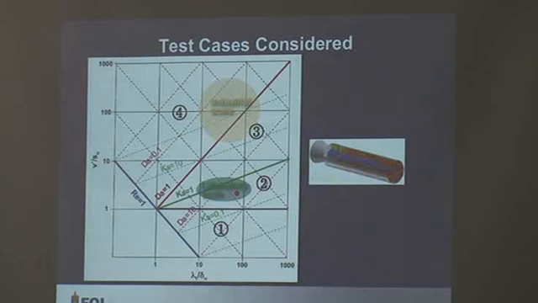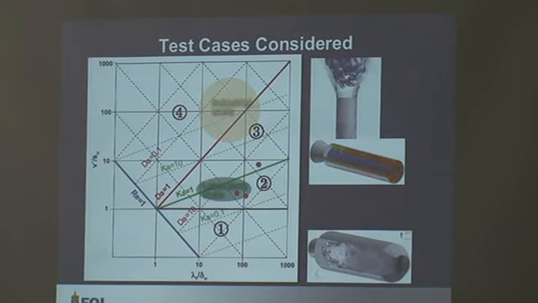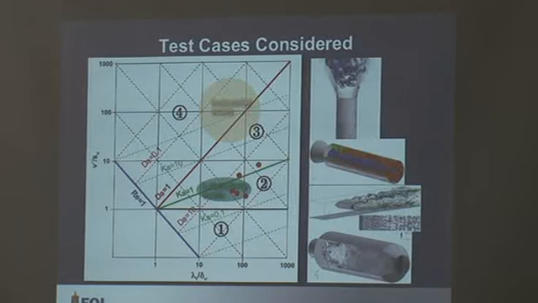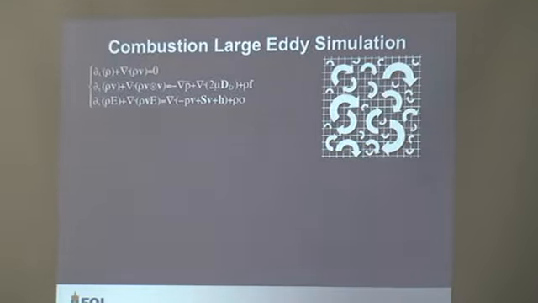This is a dump combustor. This is a low swirl burner. This is a gas turbine can combustor, and this is an afterburner model. These are the four cases that I will talk about a little bit later. But first I will try to describe the LES approach.